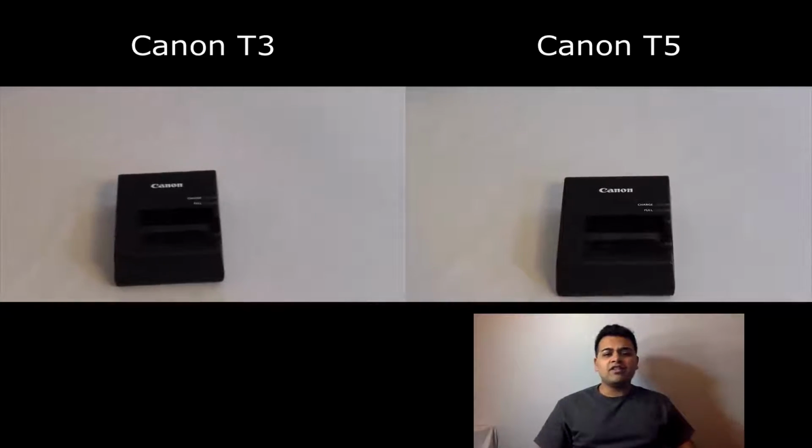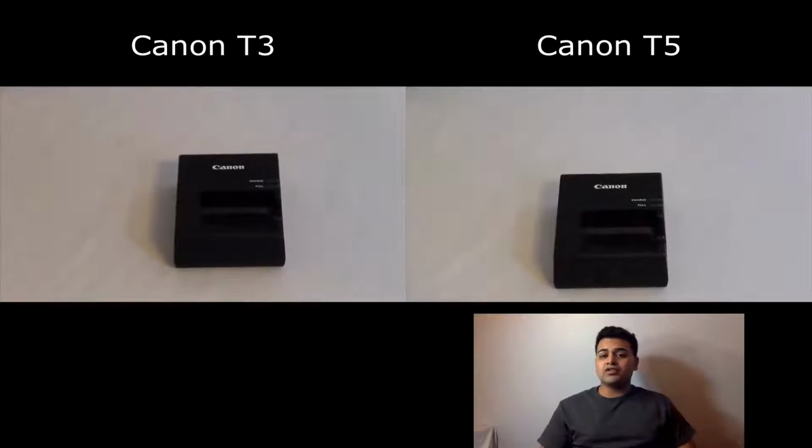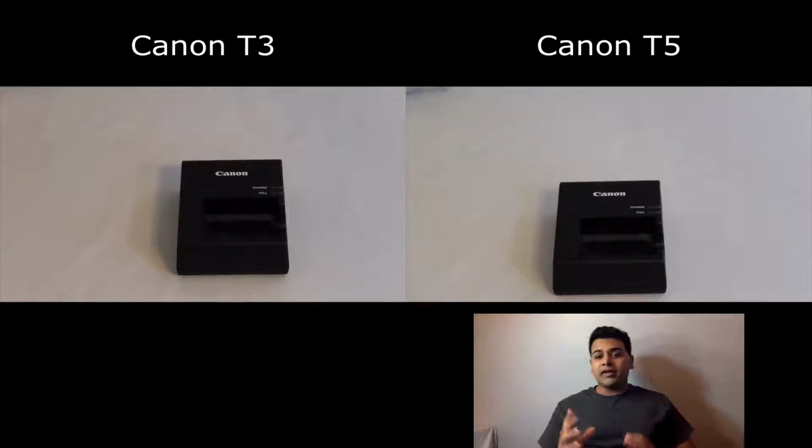So as you can tell, the video on the T5 obviously is much more superior as far as the quality goes compared to the T3. One reason being that the T5 offers full 1080p video at 30 frames per second, while the Canon T3 offers video at 720p 30 frames per second.